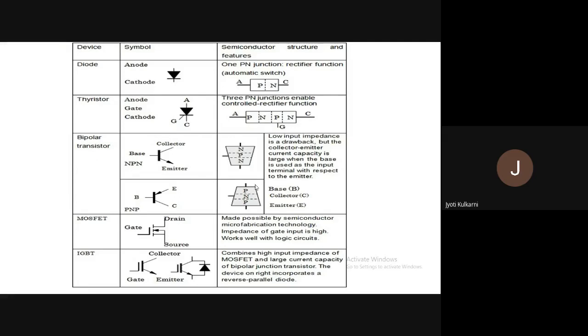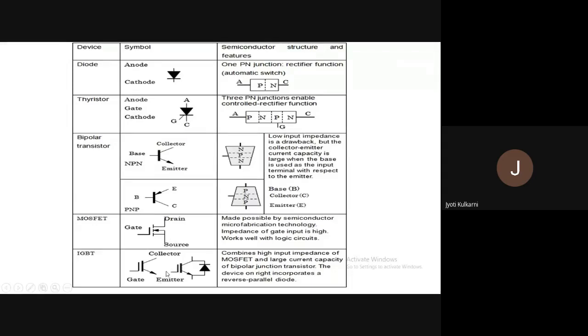So which devices are you supposed to know in power electronics? The first device is the diode. The second device is the thyristor. The third device is the BJT, which has two types, PNP and NPN. NPN has an outward arrow, and PNP has an inward-pointing emitter arrow. The next device is the MOSFET and the last device is the IGBT.